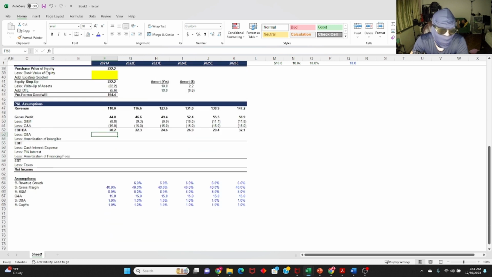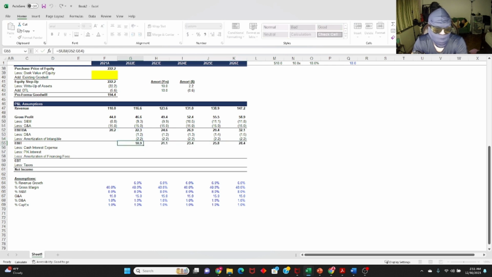Nope. So we're just going to continue going forward now, except for the projected years. D&A as a percentage of revenue is 1%. Amortization of intangibles, you have that up here. It's going to be negative 2.2 for now. But then once we get the balance sheet figures, we're going to plug it in here. So that's going to change that number. But for now, we'll just have it for now.